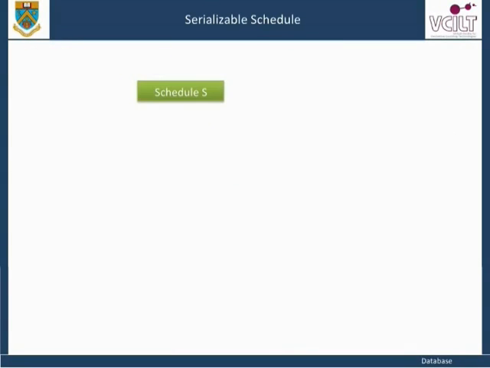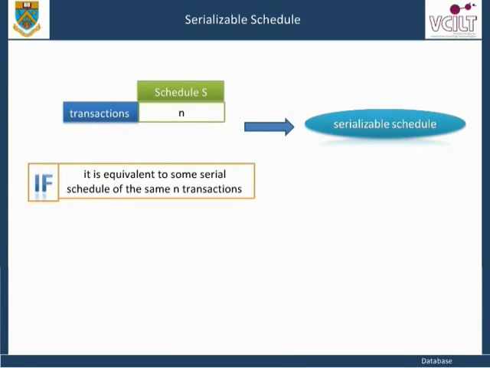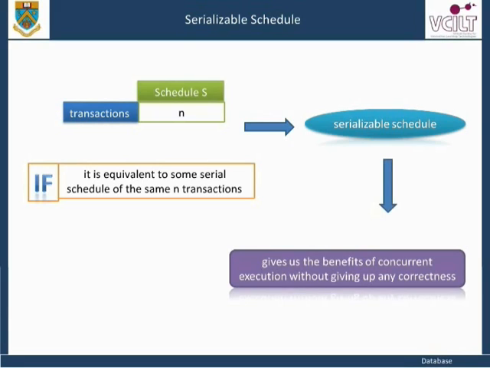Serializable schedule. A schedule S of n transactions is a serializable schedule if it is equivalent to some serial schedule of the same n transactions. A serializable schedule gives us the benefits of concurrent execution without giving up any correctness.